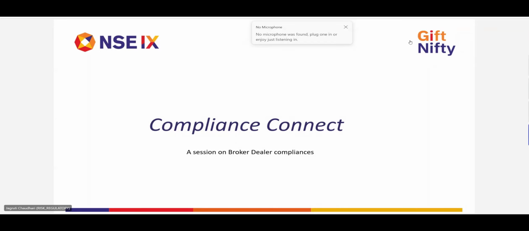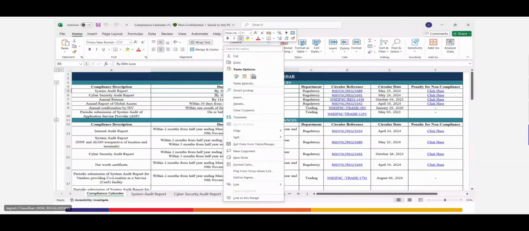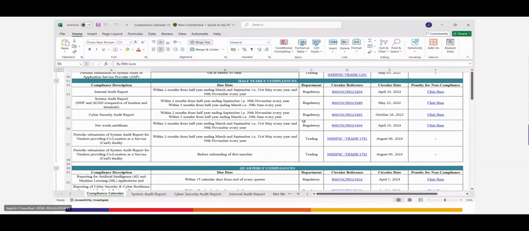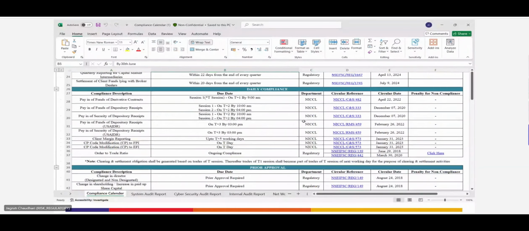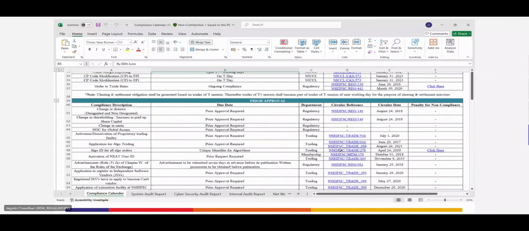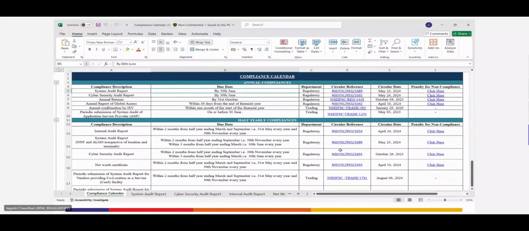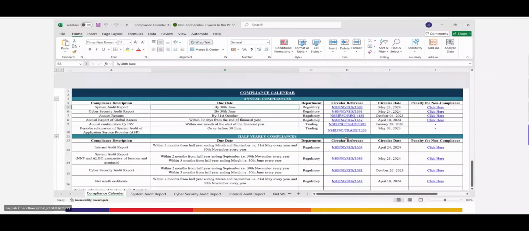I've downloaded the compliance calendar, and I can show you. This is how it looks. All the compliances which need to be maintained from the regulatory perspective, from the trading perspective, and from the clearing point of view, everything is mentioned in this calendar with reference to all the circulars. Members can take note of it, and in case they wish to look at the relevant circulars, all the circular references are also provided there.